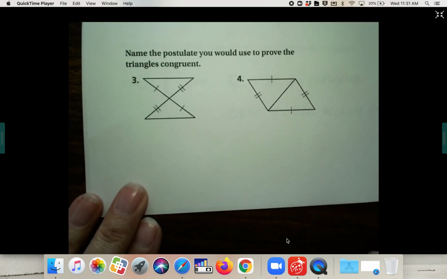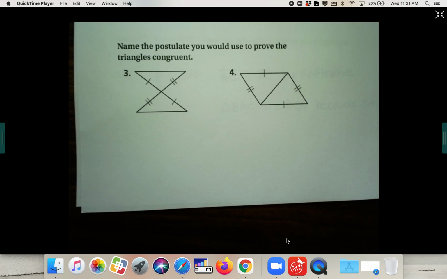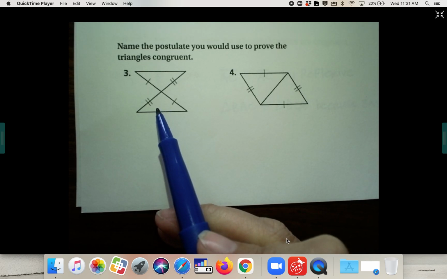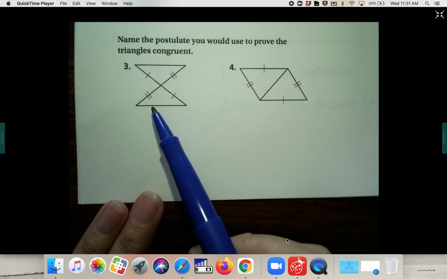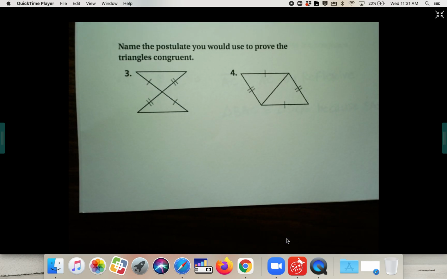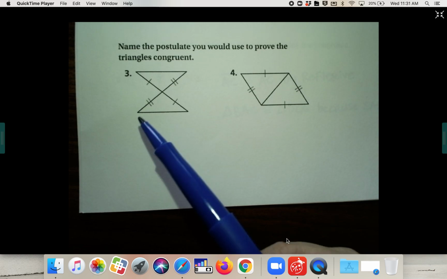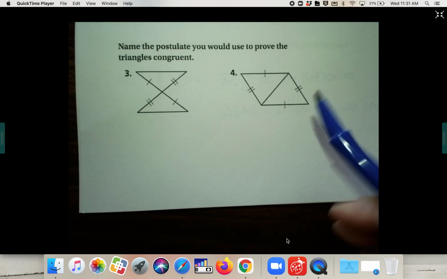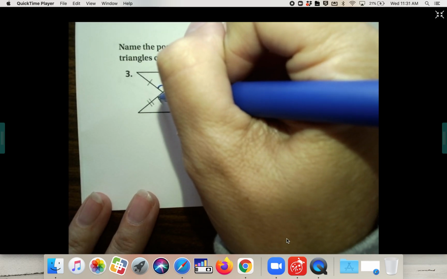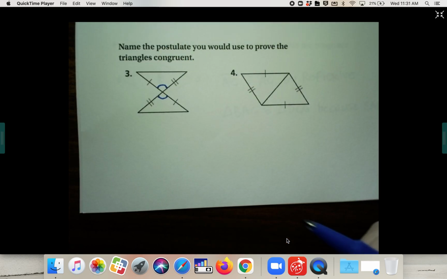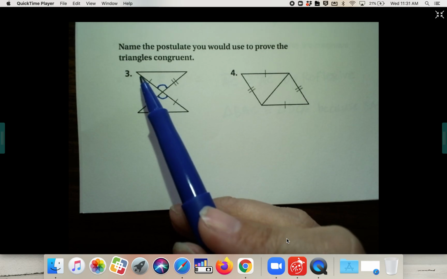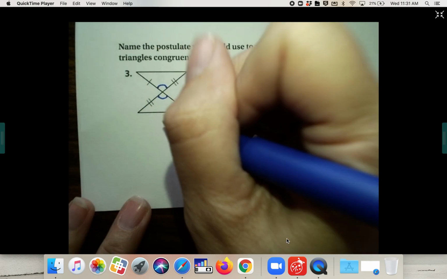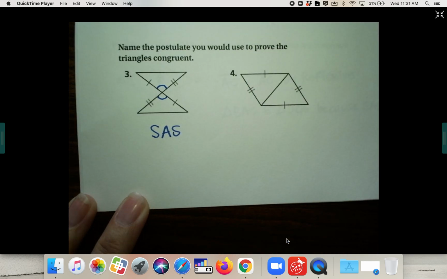So for this particular one, we would use side, side, side theorem. And then the last 2 problems, name the postulate you would use to prove these are congruent. For this one, we only have 2 sides, and we can't go ahead and just mark the third side. There is a third angles theorem, but there's not a third sides theorem. So what you would need to do with this one is look at vertical angles. And now that you know vertical angles are congruent, we have a side and an angle included in between and a side. Side, angle, side. So this one we would use side, angle, side.